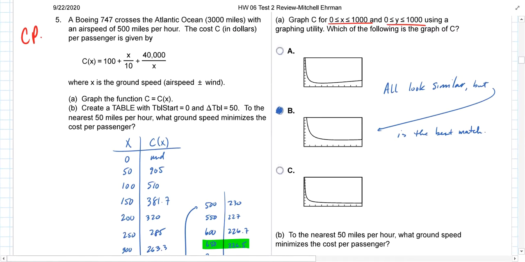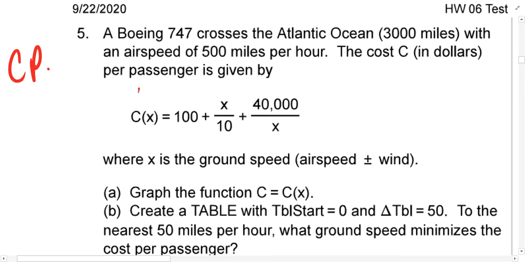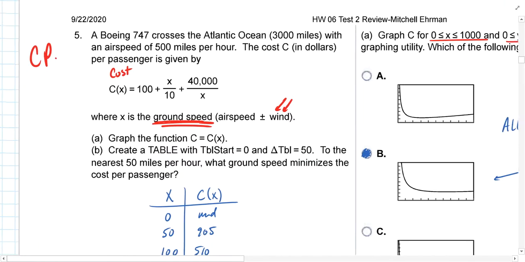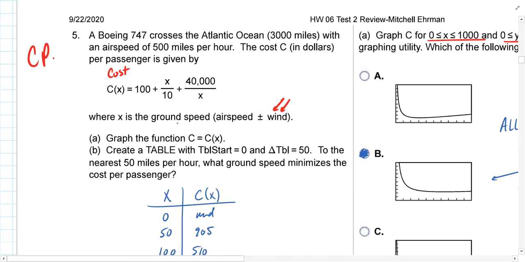For number 5, again, we're looking at a calculator permitted question. So here's a function that describes the cost per passenger on a flight, and the cost per passenger is affected by the ground speed of that airplane. So if it's receiving any assistance or resistance on account of the wind speed as it's up in the air, that could affect the cost to operate the aircraft. Of course, if it's flying in a headwind, it's going to cost more to operate. If it's got a tailwind helping to push it along, it's going to cost less.